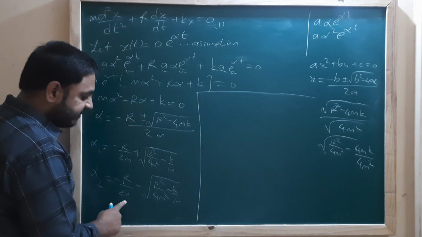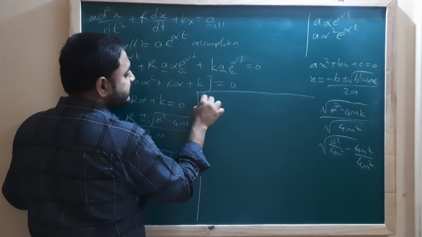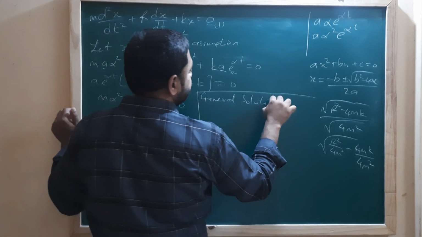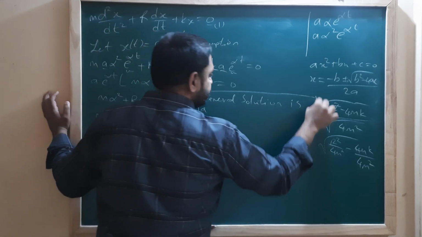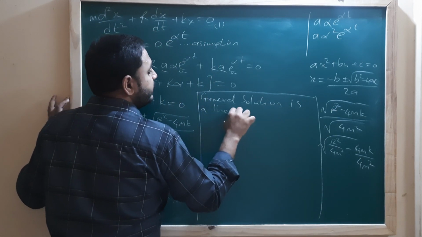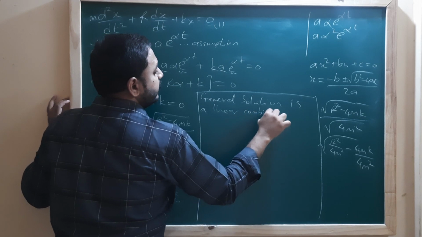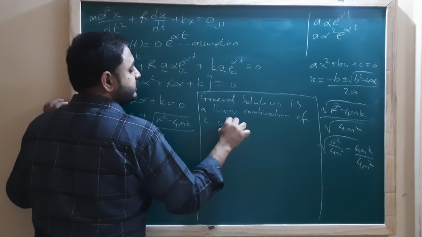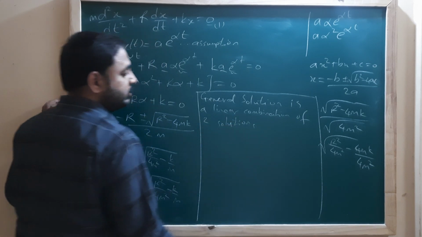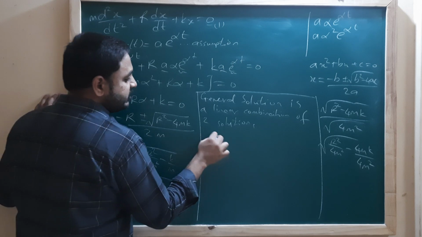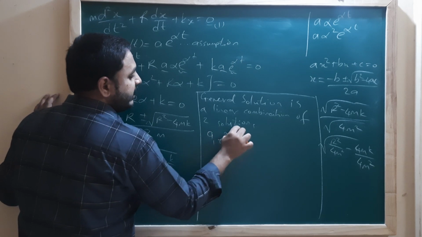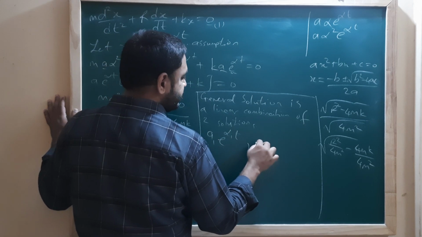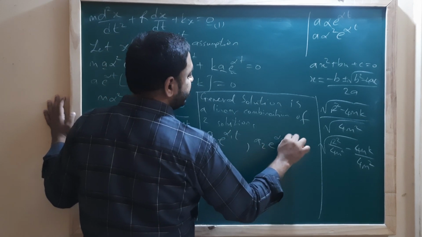So what we will do is, since we got two solutions, we will say that the general solution is a linear combination of the two solutions. So first solution I'm assuming as a1 e raised to alpha 1 t, and second solution is a2 e raised to alpha 2 t.